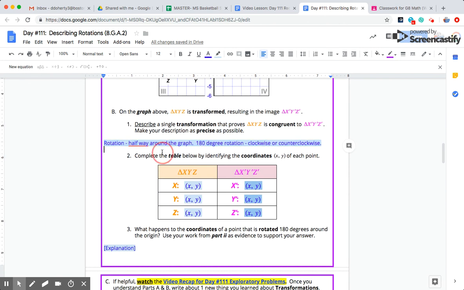On your own, without me, you're going to complete part 2 and part 3. You're going to take a look at the coordinates here for the old orange triangle and the new image, the pink one, and then try to figure out what happens to each of our coordinates when we rotate by 180 degrees.